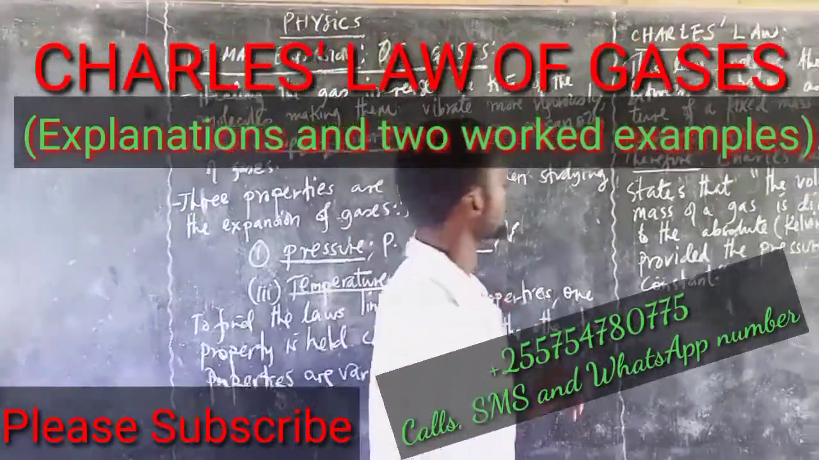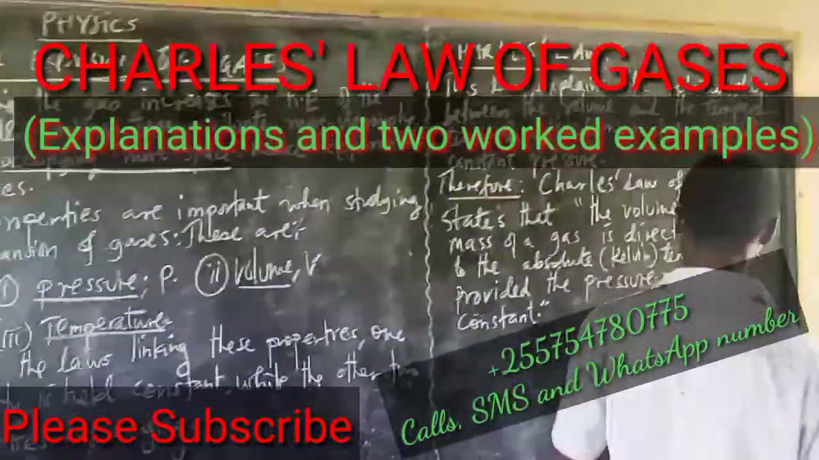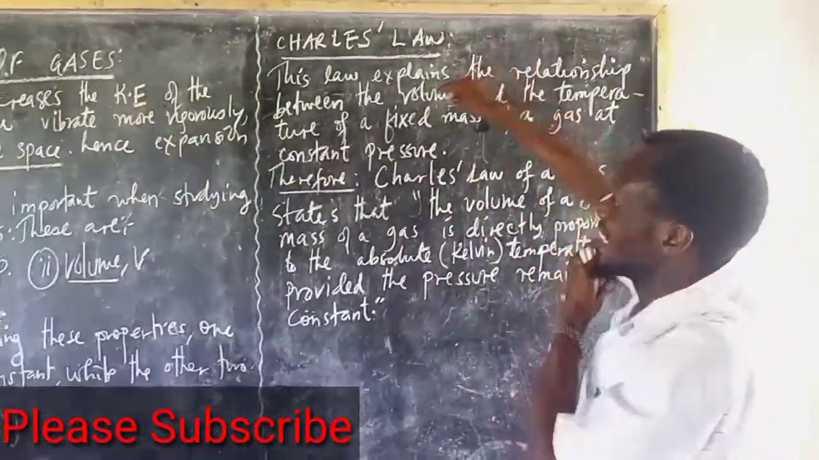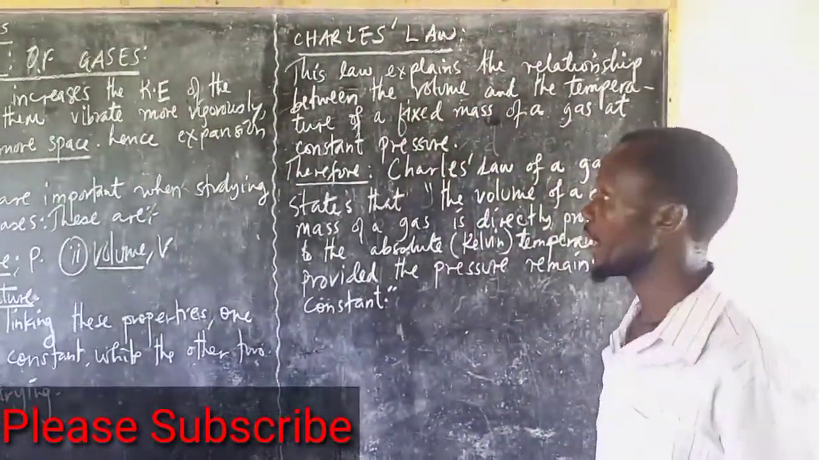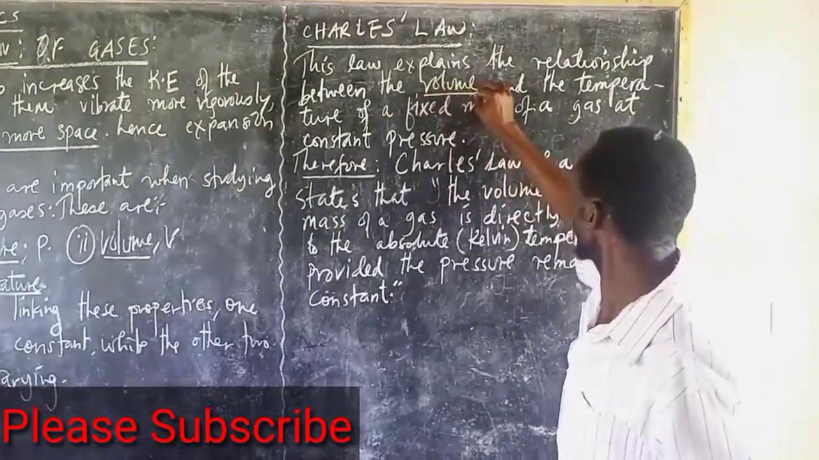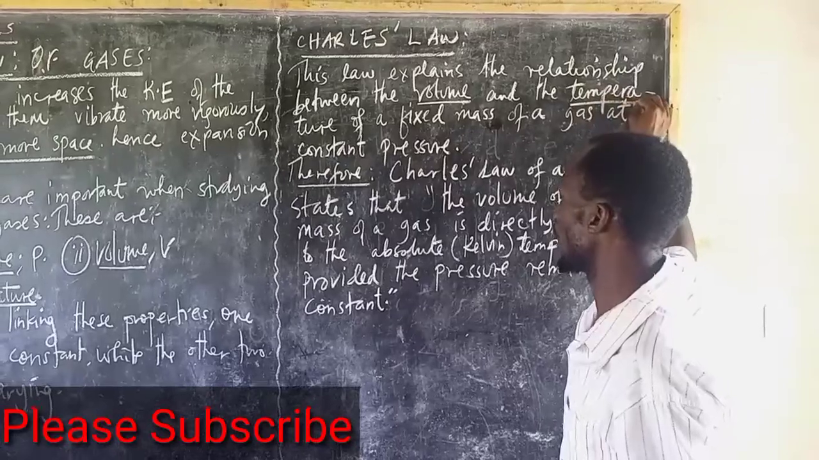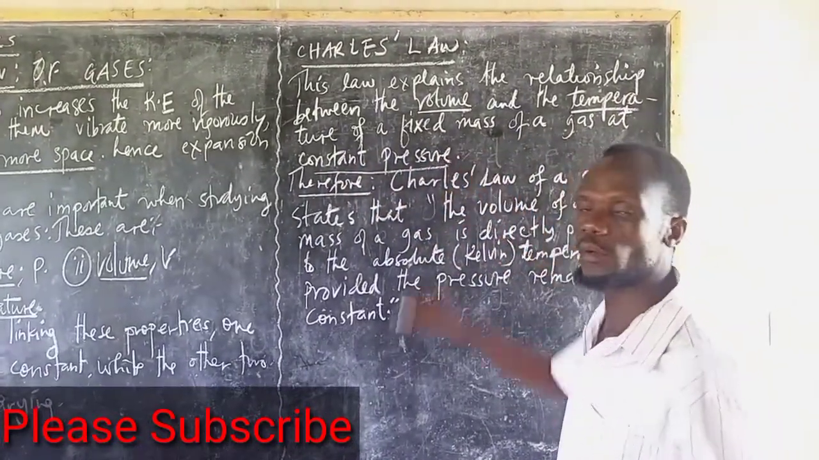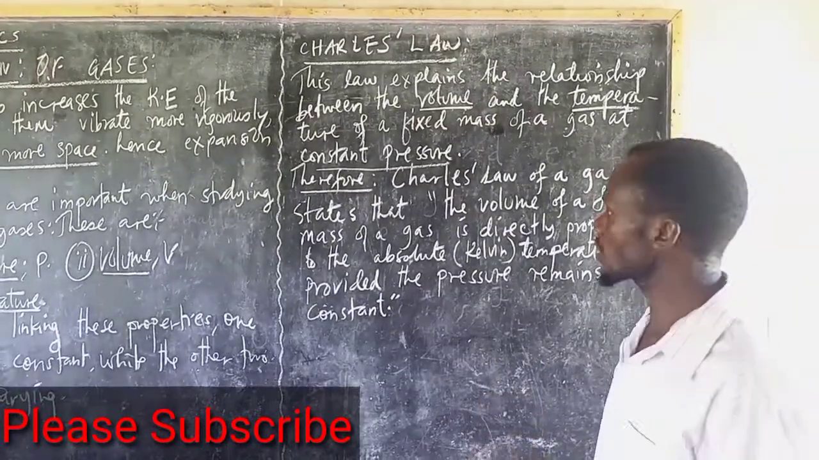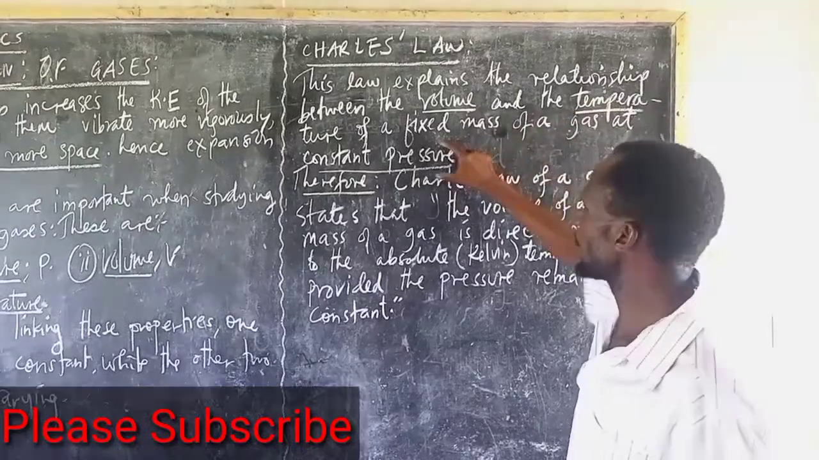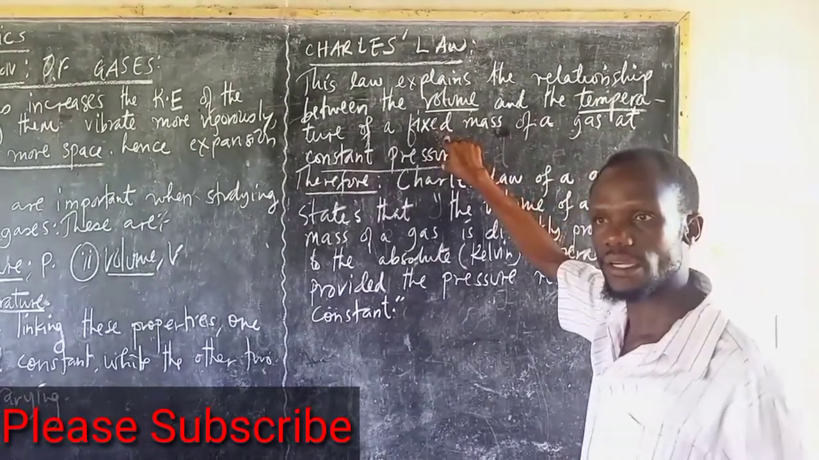Therefore, the first law is called Charles' law. This law explains the relationship between the volume and the temperature at constant pressure. Very important. Charles' law talks about the volume and the temperature, while the pressure is held constant.